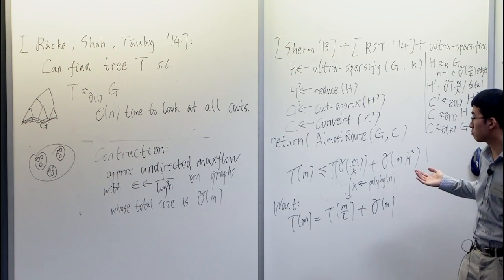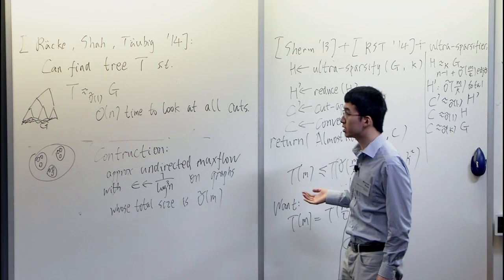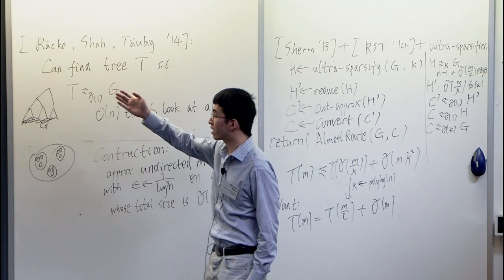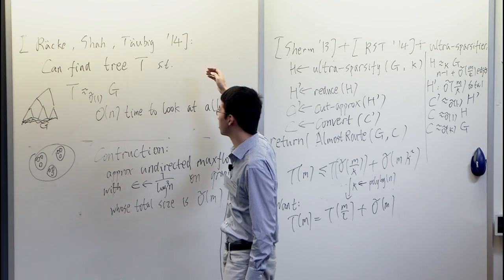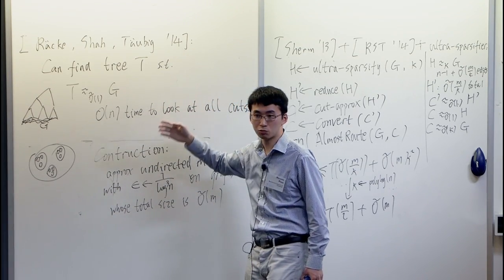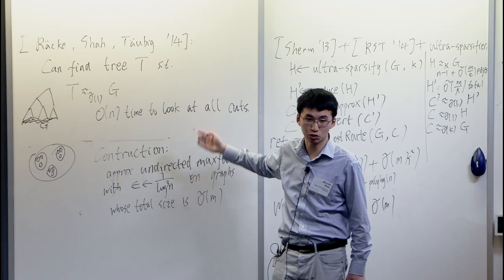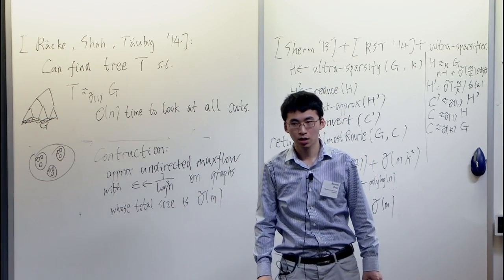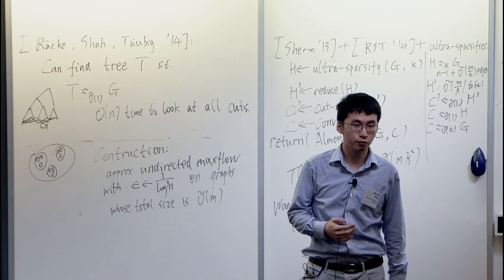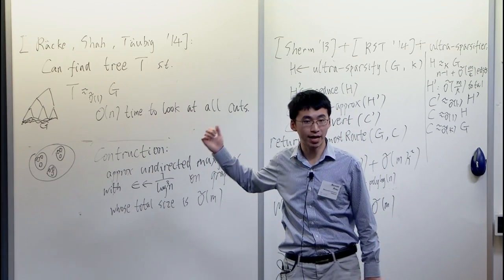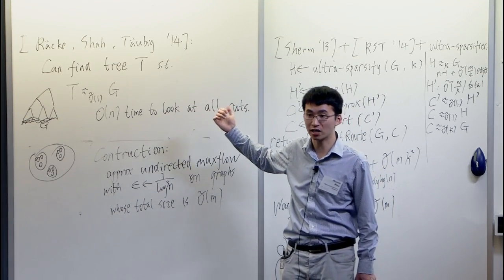So that basically gives a recursive routine for combining cut approximators, and for combining cut approximators with routines that use them, as well as their recursive constructions. It gives nearly linear time algorithms for approximate maximum flow, as well as for constructing these hierarchical cut approximators.